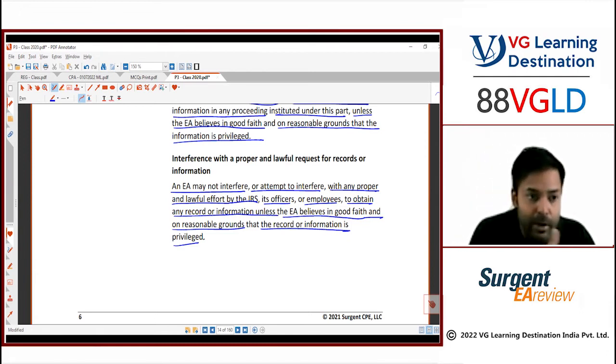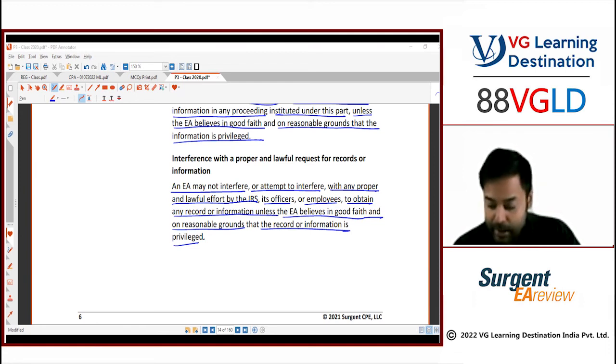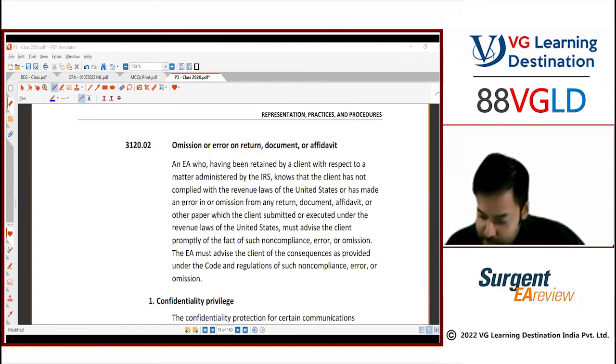You will inform the client, you will inform the IRS about the nature of that. You are going to assert the privilege in that case. Now, omission or error on the return. Okay, first let's finish the privilege.